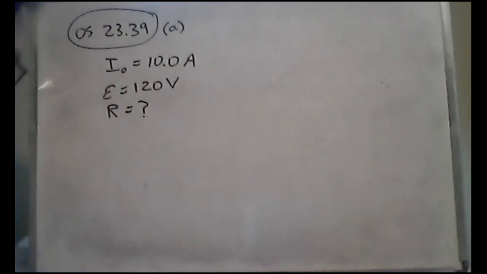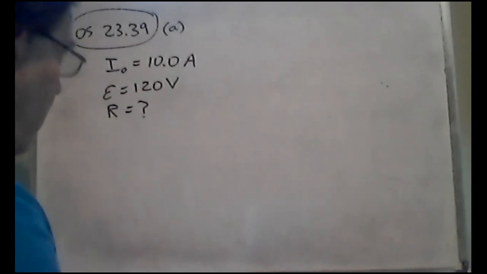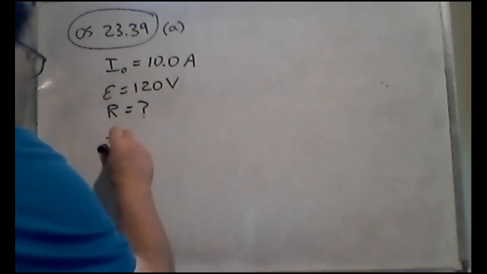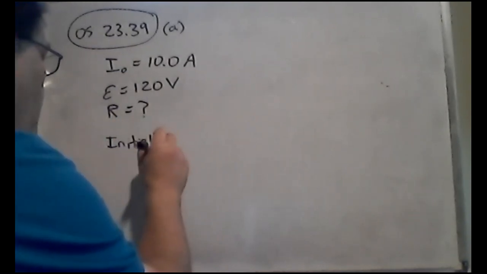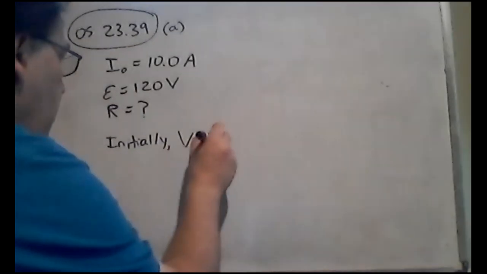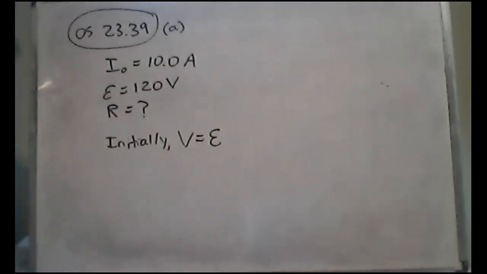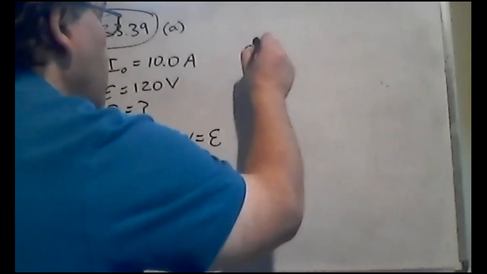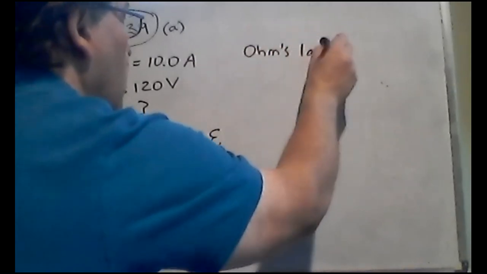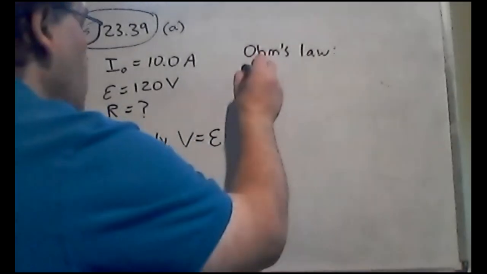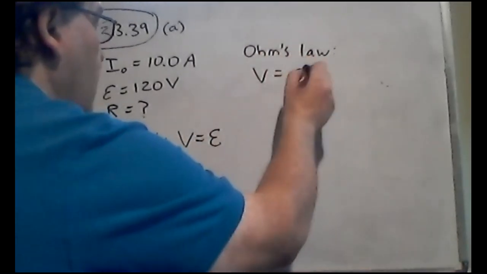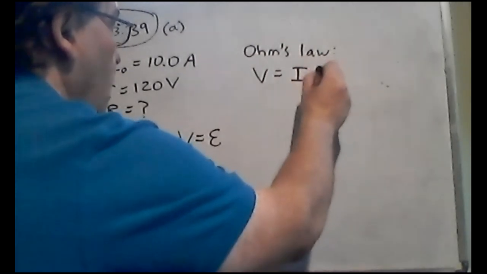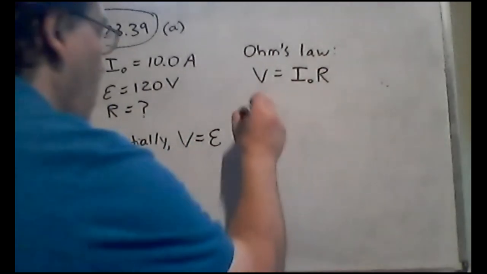But we know that initially the voltage of the system is just epsilon. So if I want to find the resistance, I'm going to go to Ohm's law. I know enough information to figure it out. Ohm's law is always V equals IR. So V is I naught R.